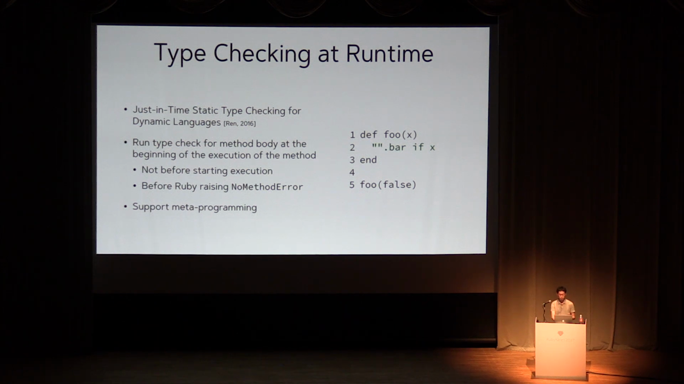The paper says that just-in-time static type checking is useful because it can find more issues than ordinary dynamic type checking. And it also supports some metaprogramming. This is a great benefit of type checking at runtime. Because the type check is done during execution, the type checking algorithm doesn't have to reason about the runtime behavior, but just checks the types using some introspection APIs.